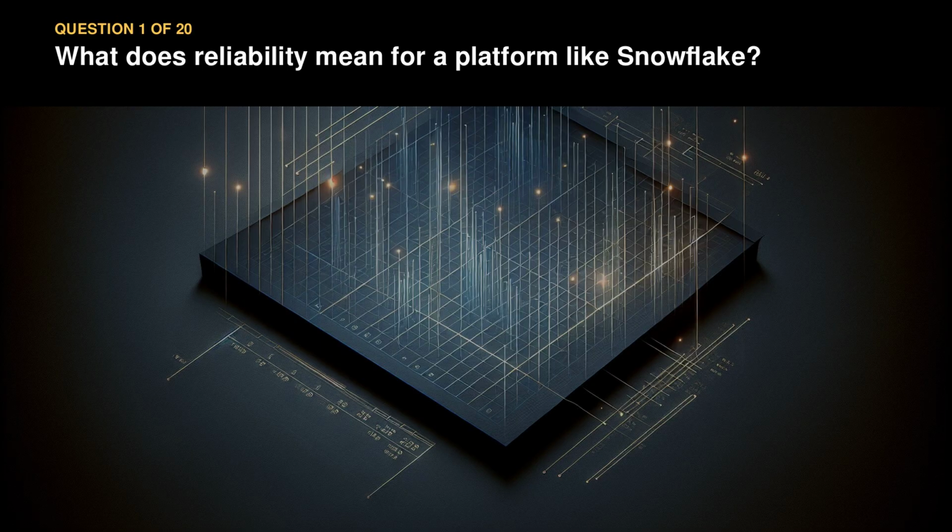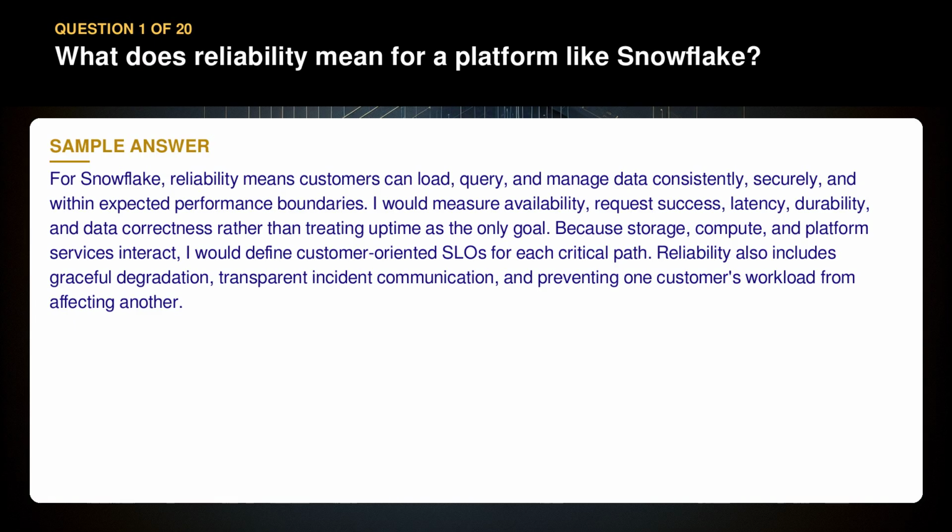Question 1. What does reliability mean for a platform like Snowflake? For Snowflake, reliability means customers can load, query, and manage data consistently, securely, and within expected performance boundaries. I would measure availability, request success, latency, durability, and data correctness rather than treating uptime as the only goal. Because storage, compute, and platform services interact, I would define customer-oriented SLOs for each critical path. Reliability also includes graceful degradation, transparent incident communication, and preventing one customer's workload from affecting another.